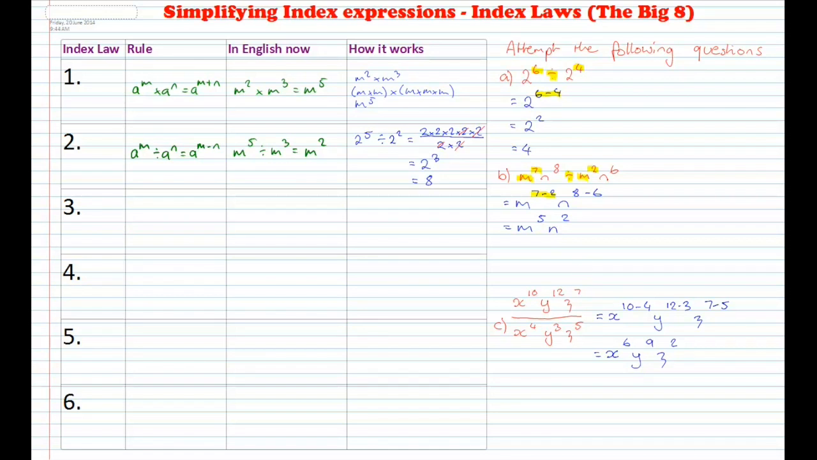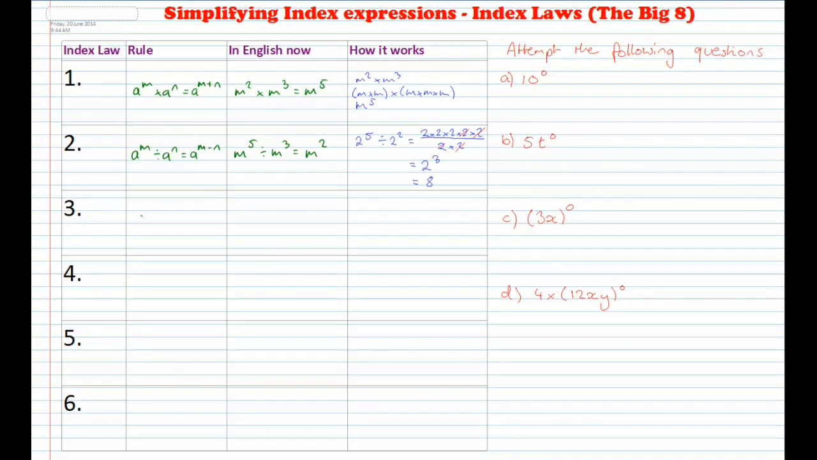If I come over here now, I've got x to the power of 10, y to the power of 12, z to the power of 7, and x to the power of 4, y cubed, z to the power of 5, remembering this means divided by. So I go my x's here and here, so therefore I go 10 minus 4, as you can see here. My y's have got the same base, so I go 12 minus 3 for this one. And then I go z with the same base here, 7 minus 5. So therefore I get x to the power of 6, y to the power of 9, z to the power of 2.